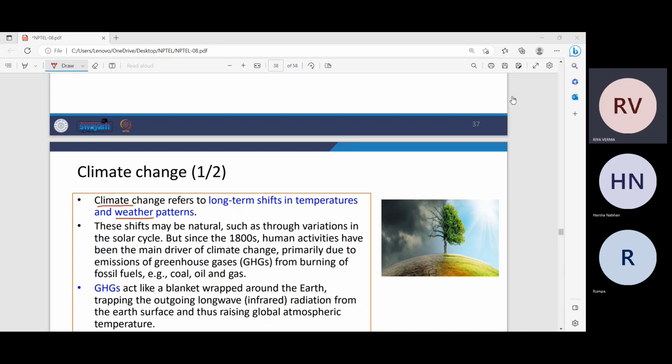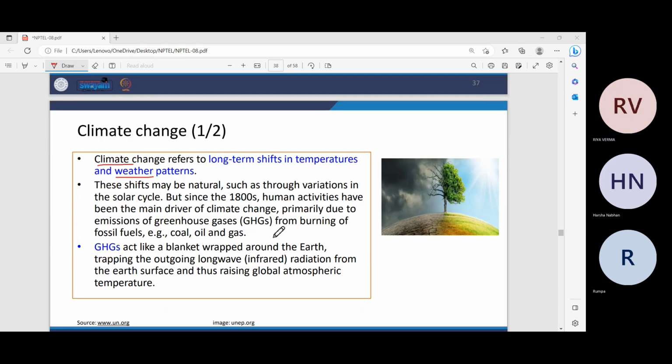Weather refers to the short-term changes in the meteorological conditions. On the other hand, climate refers to the long-term shifts in the temperature and weather patterns. So when we talk about climate, we talk about a longer duration of time. It may be of a certain decade or a century. So, what is climate change?